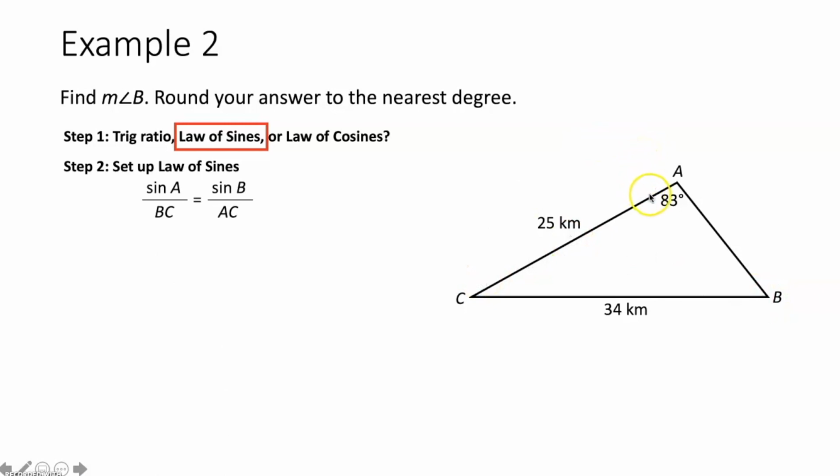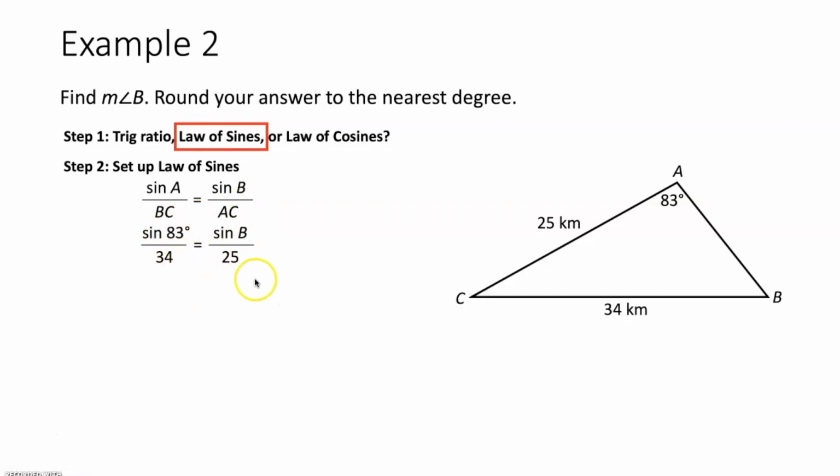Now I just plug in what I know. I know the measure of angle A is 83 degrees, that goes in here. I know the measure of segment BC is 34 kilometers, that goes in here. I'm trying to find the measure of angle B, so that just stays sine of B, and I know the measure of segment AC is 25 kilometers, so that goes in here. Now I have a proportion that I can solve for B.